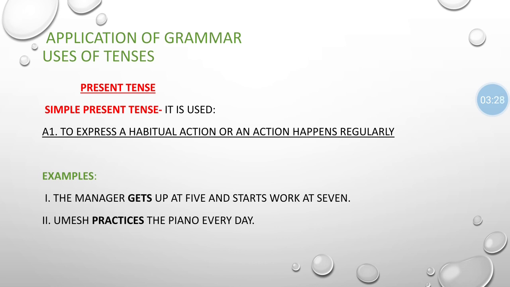Get is a V1. If the subject is third person singular in simple present tense, s or es suffix is added to the main verb. It only happens in simple present tense. Umesh practices the piano every day. Every day he practices the piano. The action of practicing the piano every day is a habitual or continuous action indicated by simple present tense. Because the subject is third person singular, we add s and write practices.